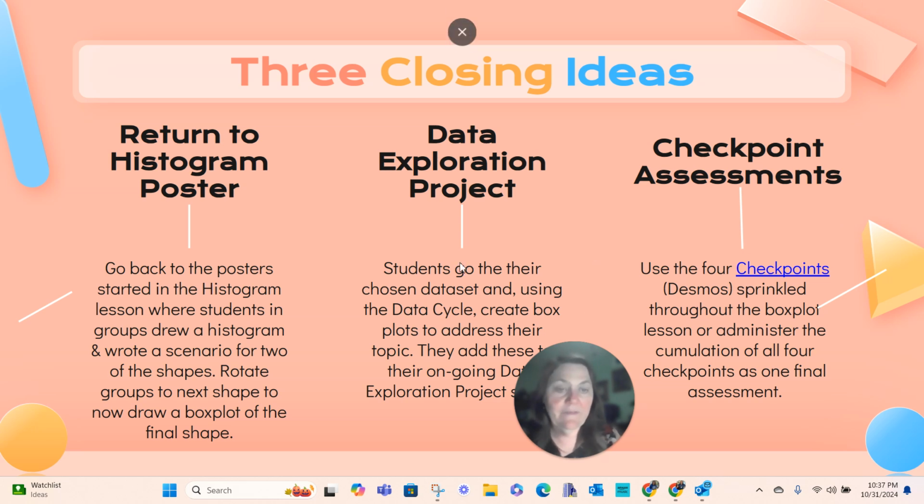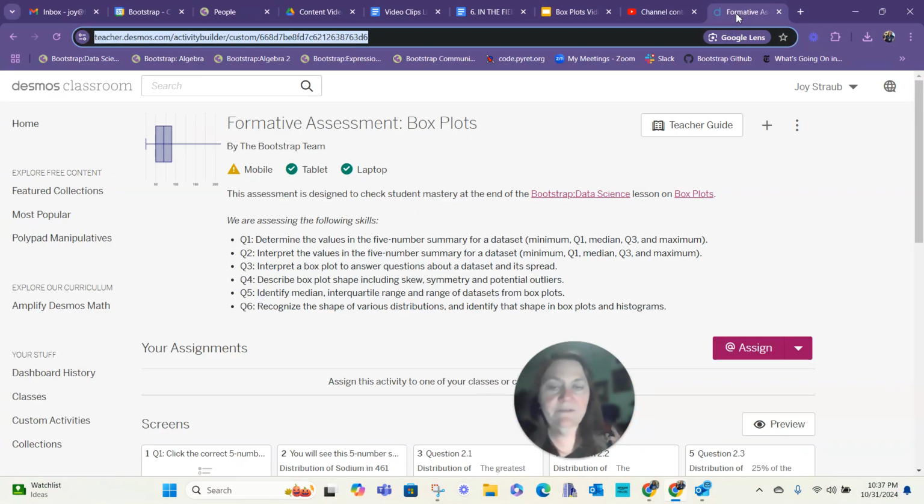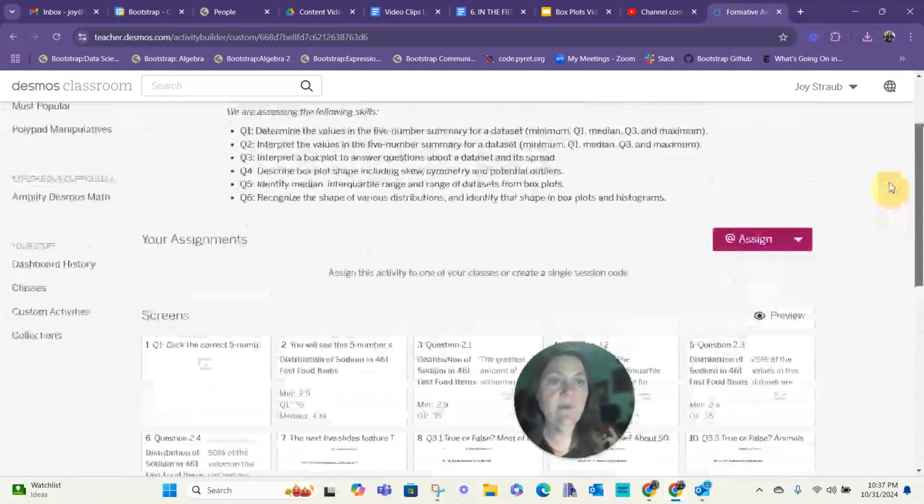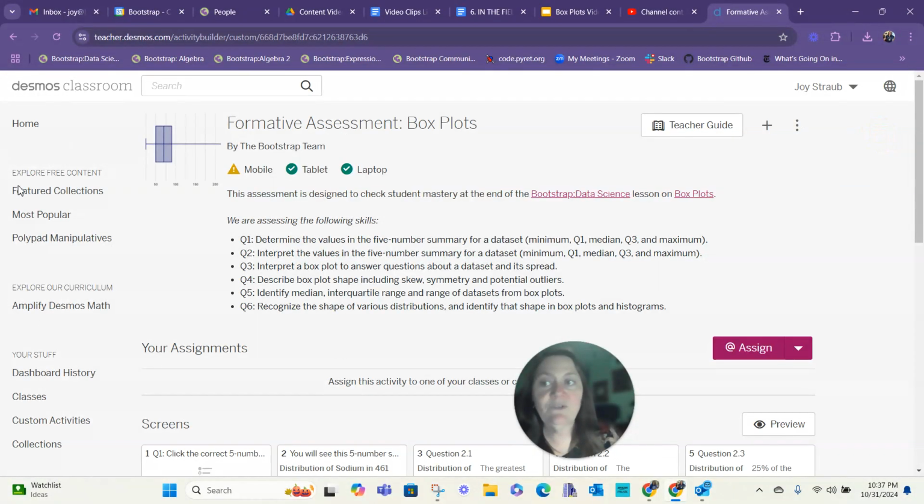They're here, formative assessments in the Desmos, and there are all the questions there that they can work their way through. So enjoy the box plot lesson. It's a great one. Don't skip it.